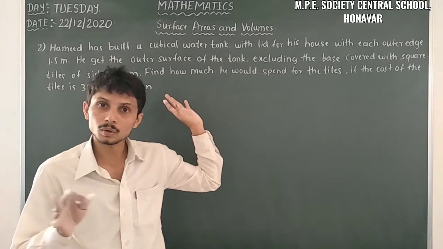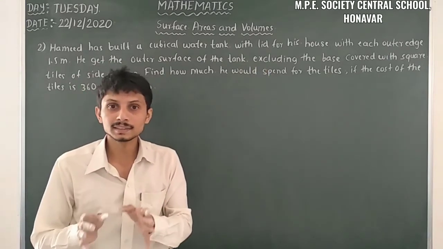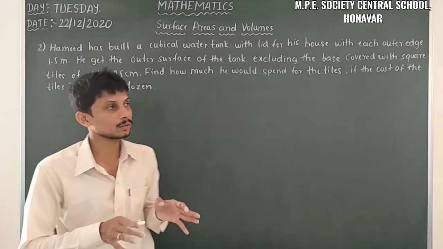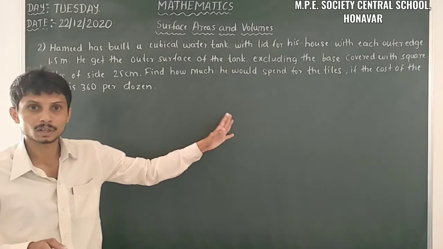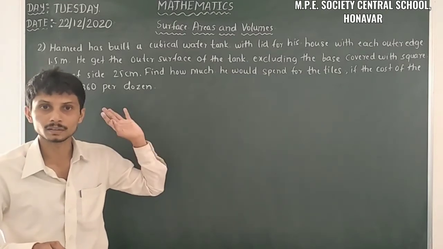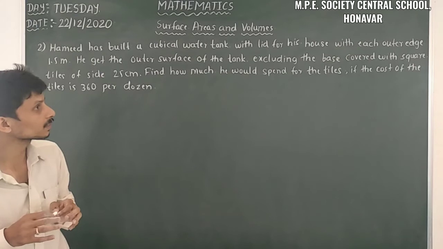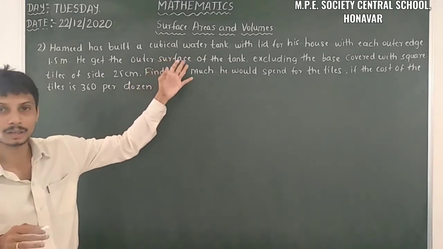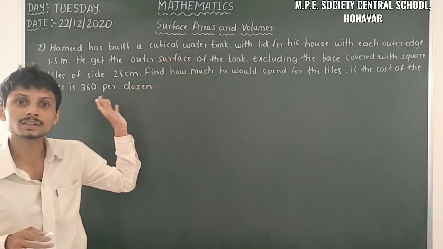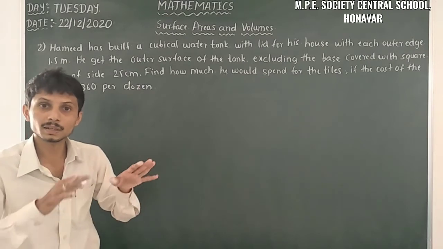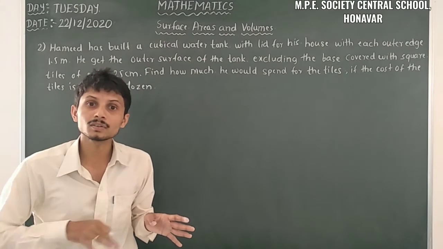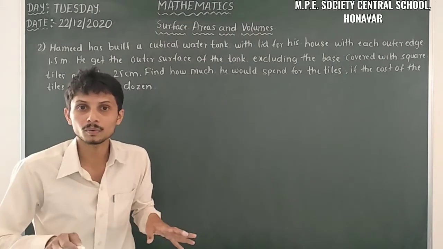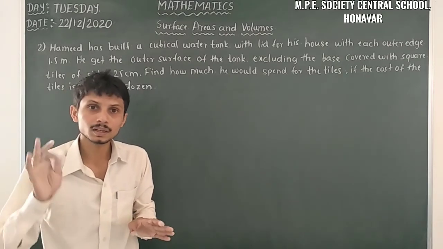water tank. For the whole water tank, how many tiles are needed, firstly we have to find it. Then we have to find out how much cost Hamid has to pay. Here just observe, firstly we have to take the cubical water tank, then we have to find out the surface area. So here we have to consider the 5 faces, excluding the base. That is, we have to cover the 5 faces with the tiles.